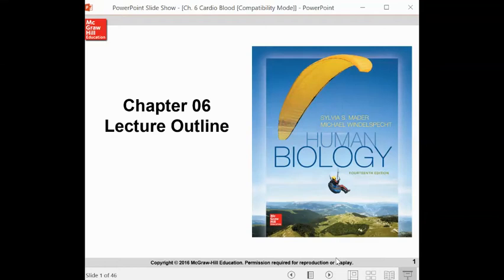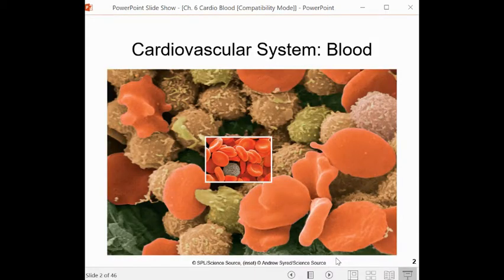Everybody, here we are on chapter 6. We're going to be talking a lot about the blood during this chapter. We just finished the cardiovascular system, so we understand how blood's moved around the body. So now we have to understand the actual pieces of the blood.